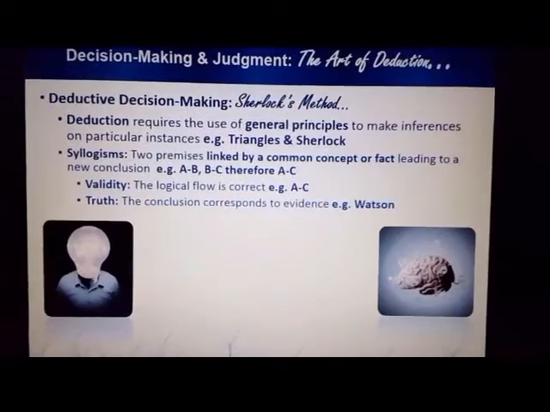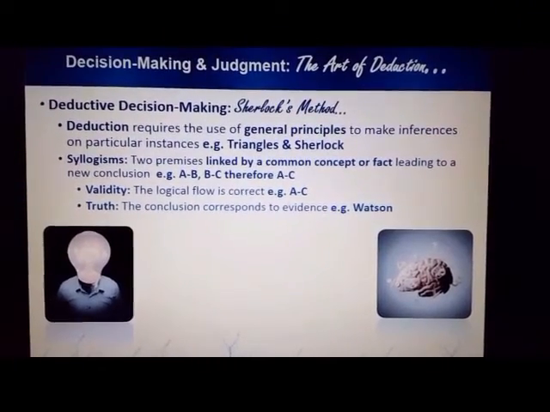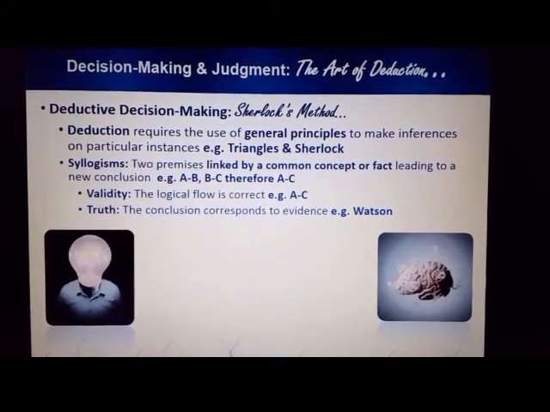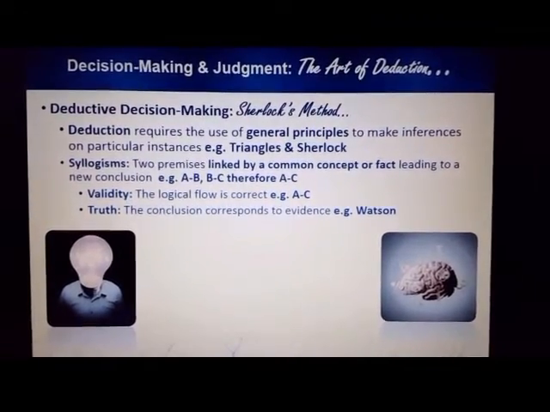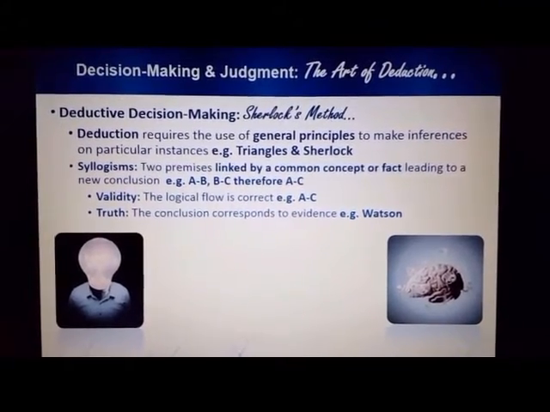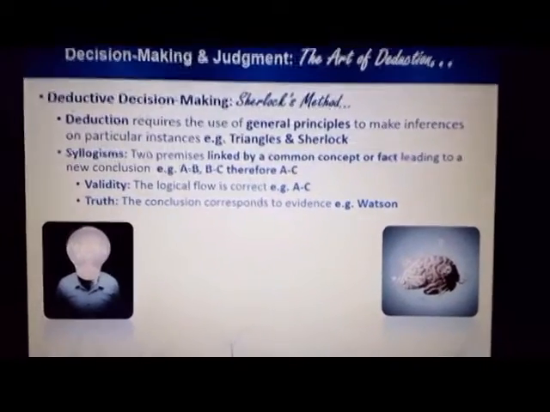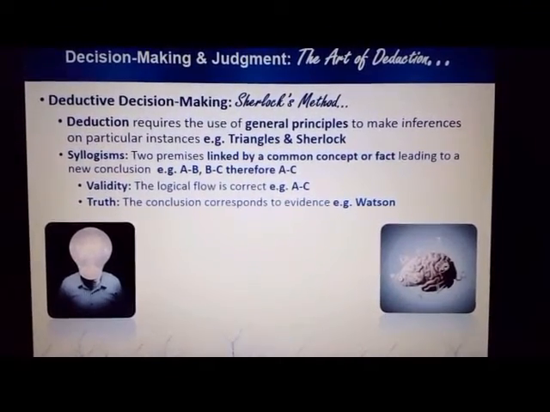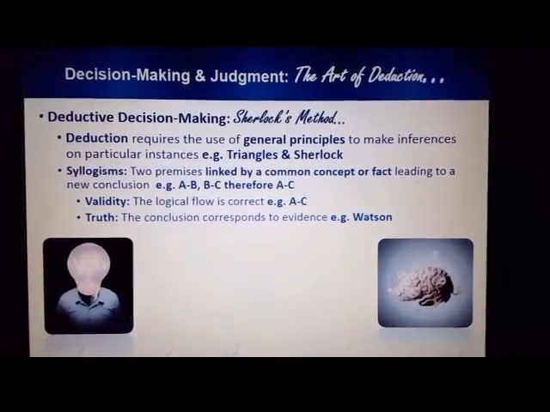Now, typically deduction operates off something called a syllogism. And a syllogism is just a very, very basic form of argument. It's understood to be two premises that are linked by a common concept or fact that lead to a new conclusion. Usually it takes the form of A is to B and B is to C, therefore A is to C. Now, of course, many of you will recall this from basic rules of logic in terms of philosophy, but for those of us not familiar with it, I'll give you a simple example.